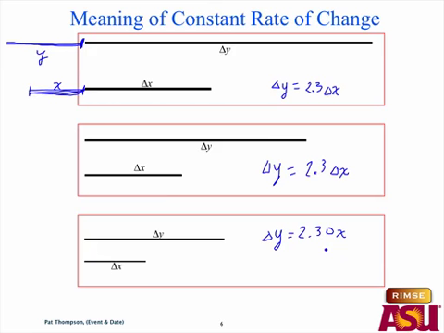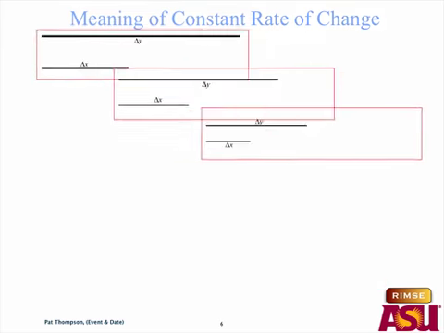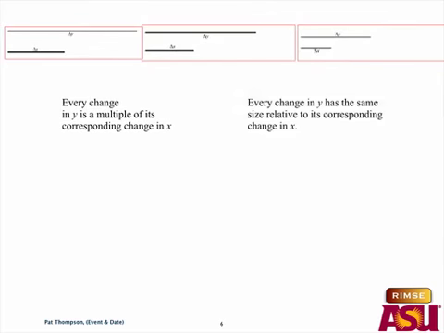Again, constant rate of change. Every change in y is a constant multiple of the given change in x. Also, delta y has the same relative size to delta x. If those two maintain, then you have constant rate of change. This is what we said. Every change of y is a multiple of its corresponding change of x. Every change in y has the same size relative to its corresponding change in x.